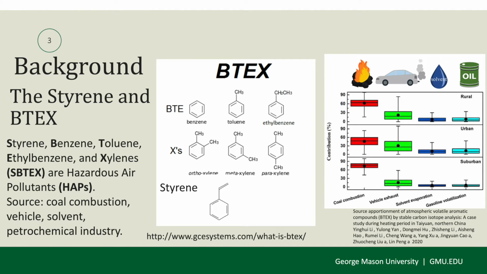This is the background part. Styrene, benzene, toluene, ethylbenzene, and xylene are hazardous air pollutants, or what we call HAPs. They come from combustion, vehicle emission, solvent usage, and the petrochemical industry. The middle part shows the chemical structure of SBTEX, and the right-hand side figure shows different source contributions from different types of emissions.